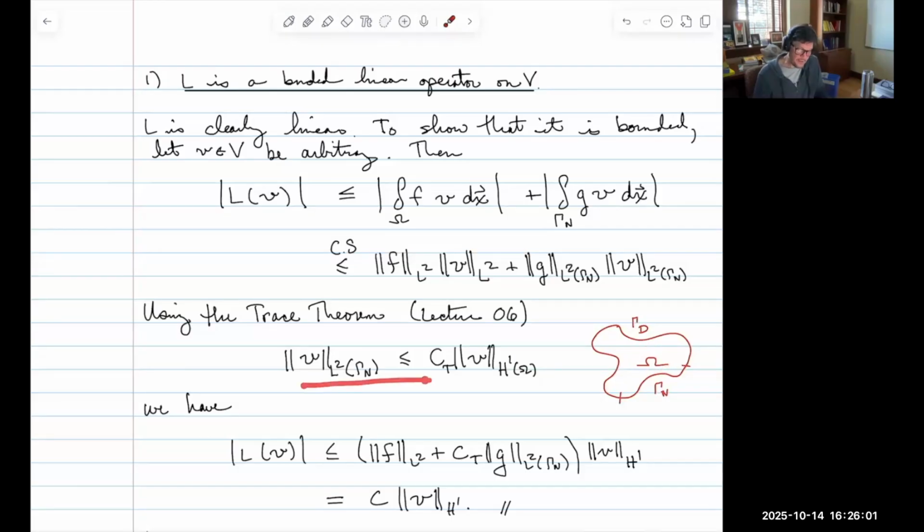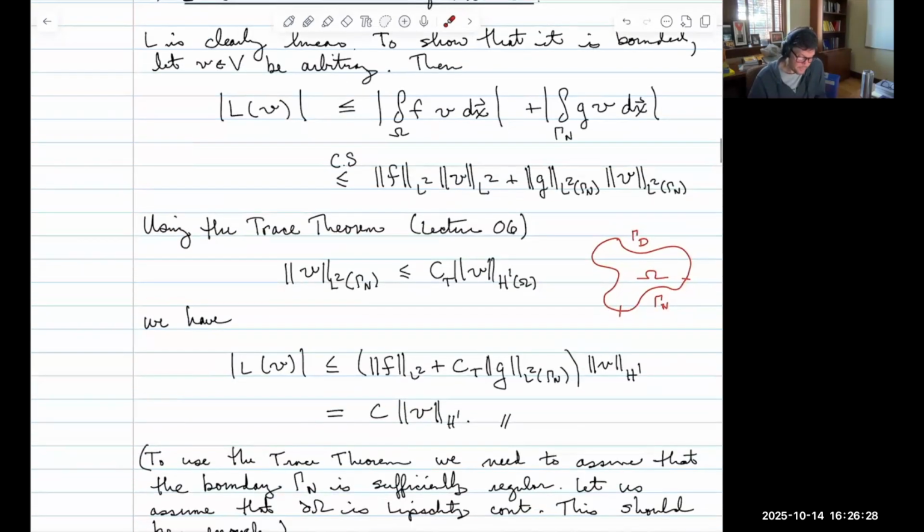And the trace theorem allows me to conclude that as long as my boundary is sufficiently nice. All that's really required is that the portion of the boundary which is encompassed by gamma n should be a Lipschitz boundary. If that's true, then this trace inequality will hold.